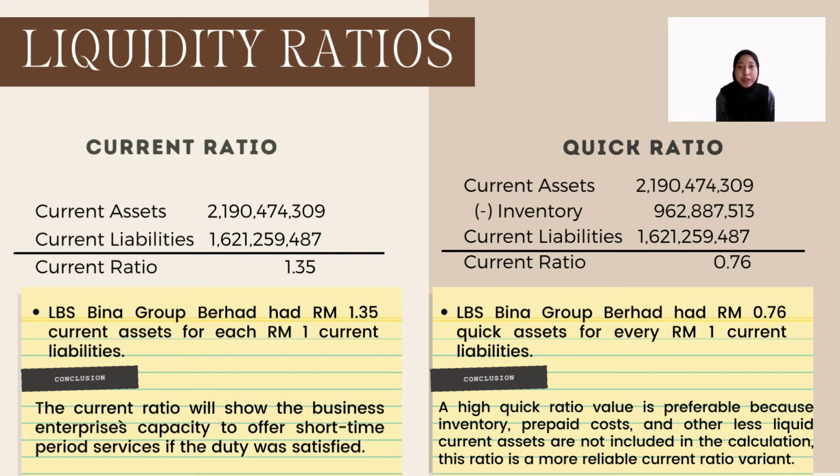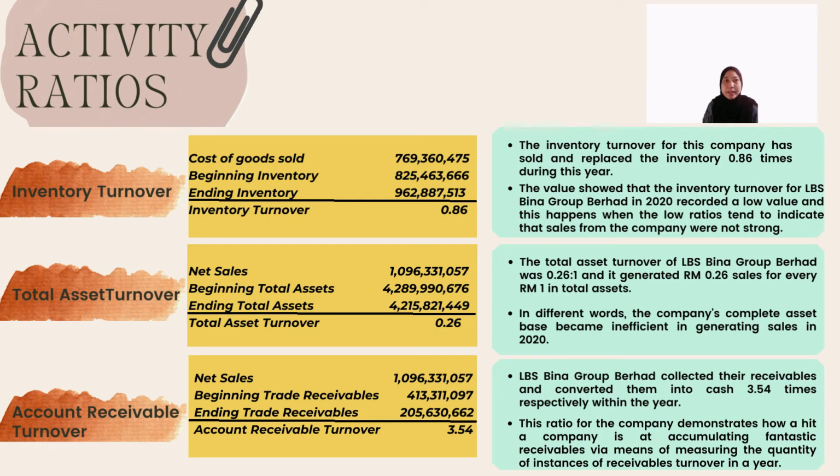Next, quick ratio. For quick ratio, LBS Bina Group Berhad had RM0.76 of quick assets for every RM1 of current liabilities. A high quick ratio value is preferable because inventory, prepaid costs, and other less liquid current assets are not included in the calculation. This ratio is a more reliable variant of the current ratio. Second part is activity ratio.